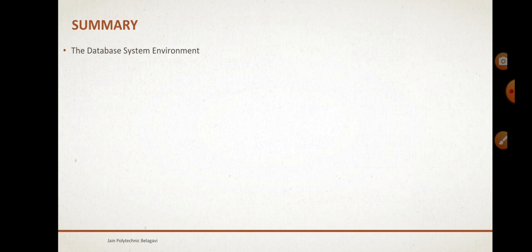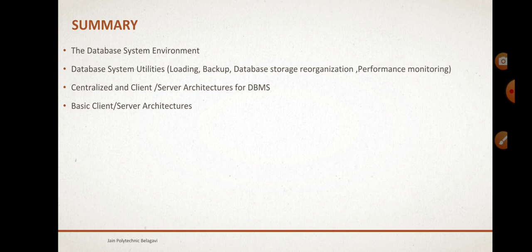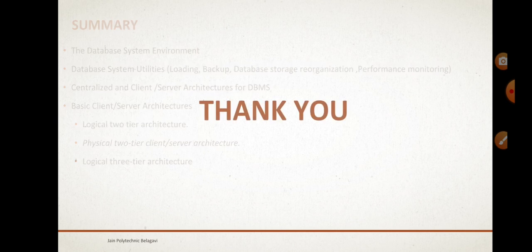Summary: the database system environment. Database system utilities such as loading, backup, database storage reorganization, performance monitoring. Centralized and client server architecture for database management system. Next we saw basic client server architecture, logical two-tier architecture, physical two-tier client server architecture, logical three-tier architecture. Thank you.